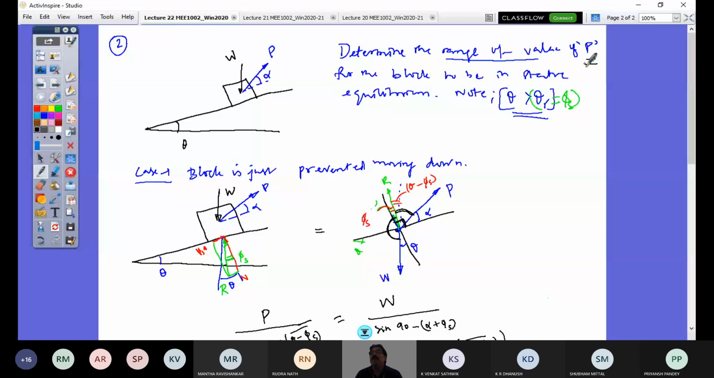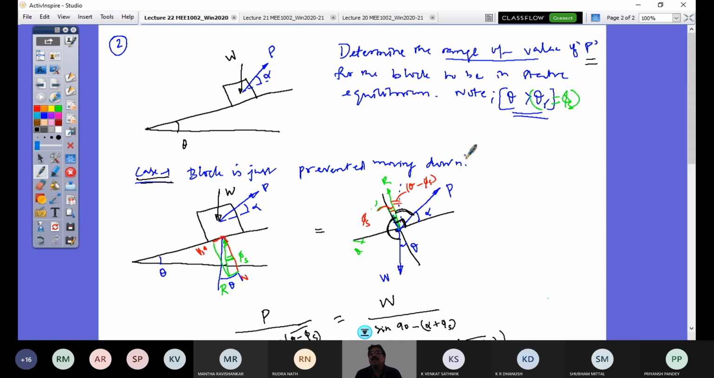If I ask for the minimum of the range of value of P, you should take the first formula, right? For P to be horizontal, then the second one. If P is along the slope, then the third one. So you have found the 3 cases only for the first case, where the block is just prevented from moving down. Now, what is the upper value of this range? The block has to impend to move up. That's what you have to work out.